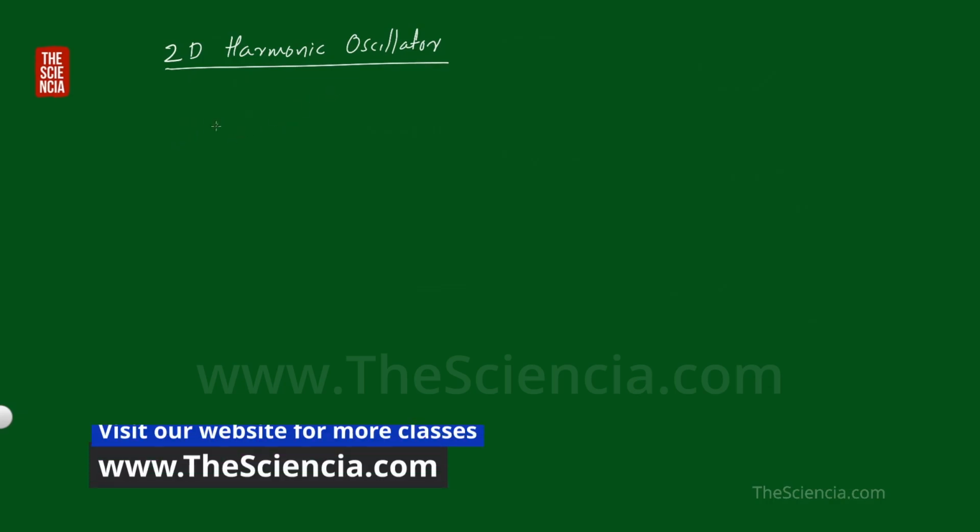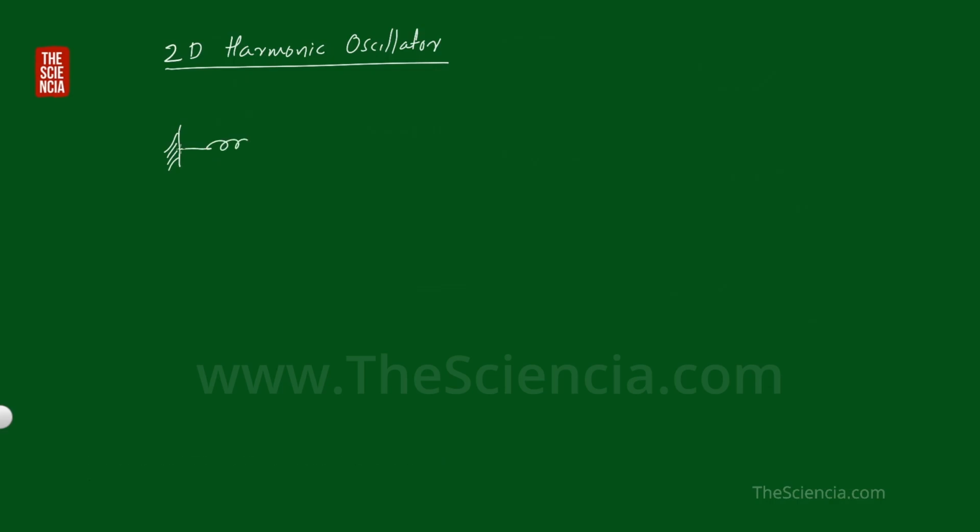Two-dimensional harmonic oscillator. That is, a 2D harmonic oscillator is like this one. So this one is a linear harmonic oscillator, a one-dimensional linear harmonic oscillator.